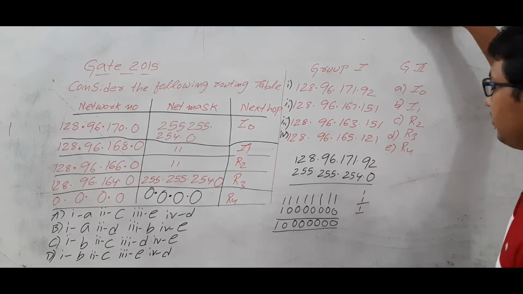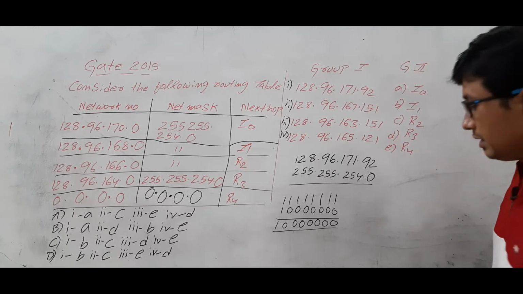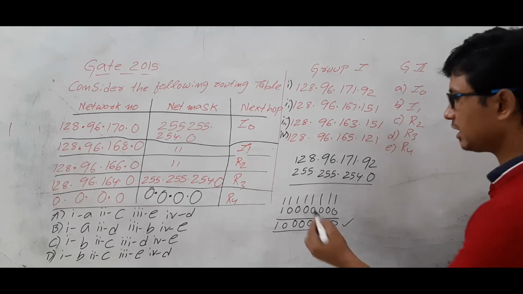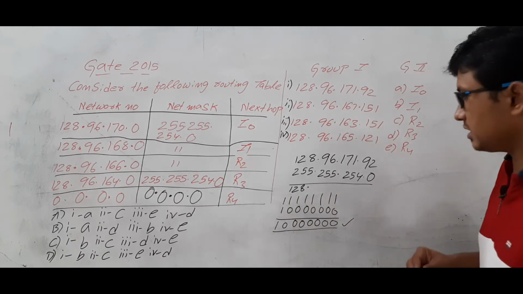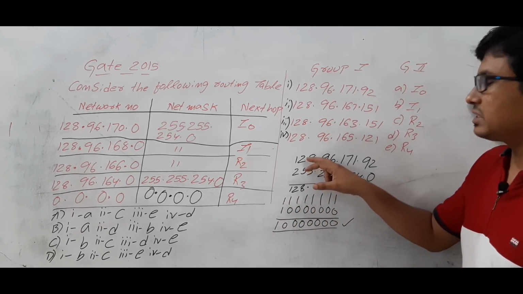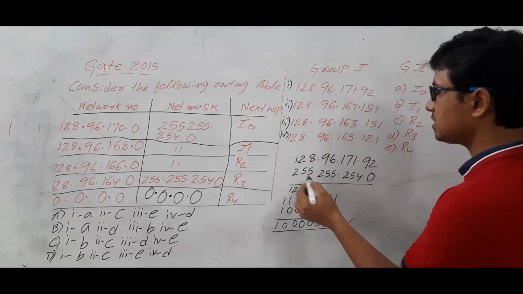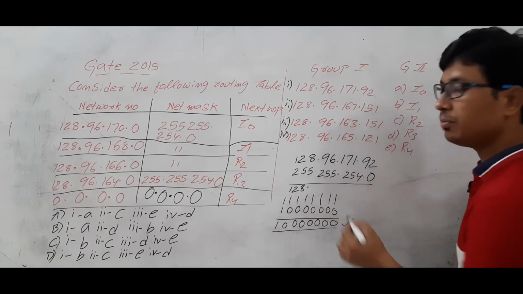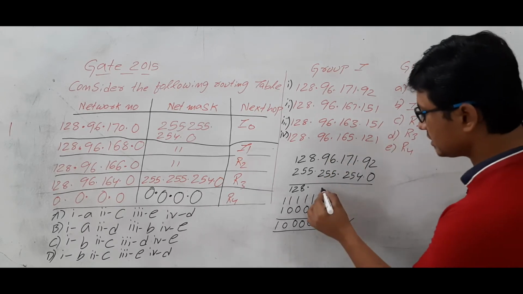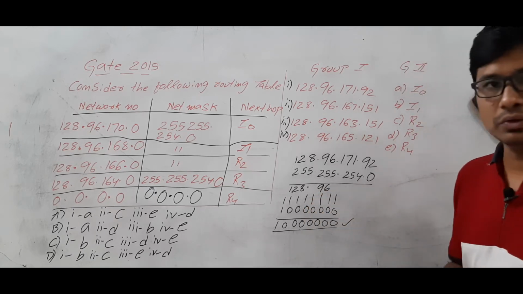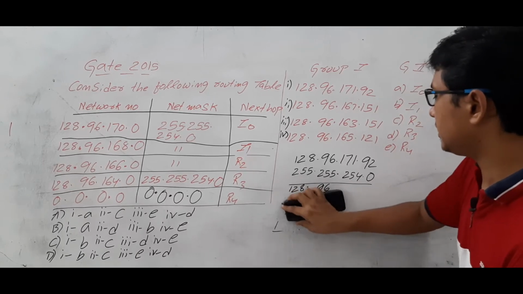Now if I convert this into a decimal number, what will I get? I will get 128. The point I want to make is that if you perform bitwise AND of 255 with something, you will get that same thing. Suppose in this example I perform 255 and 96 bitwise AND, what will I get? 96 only. That is what I want to say. Okay, now 128.96 I got.